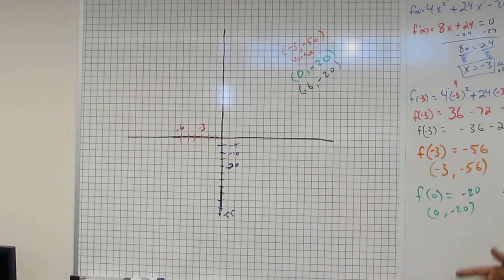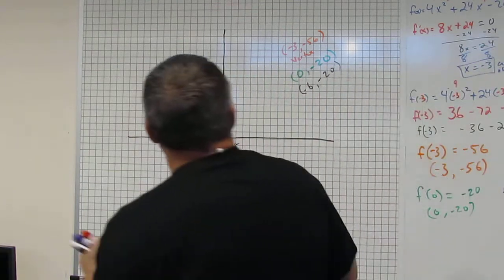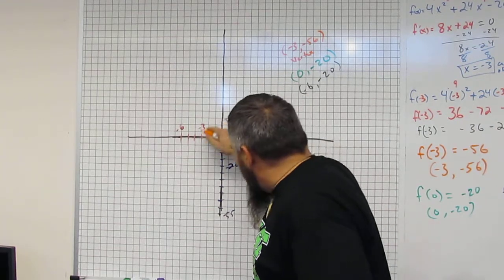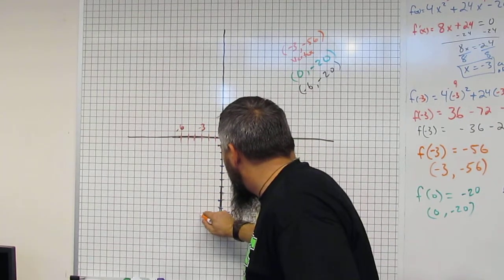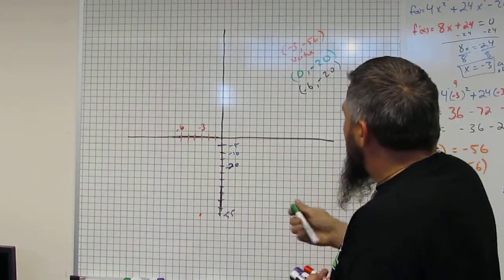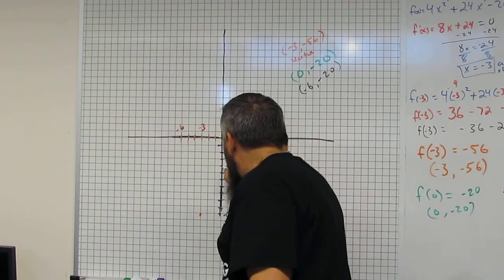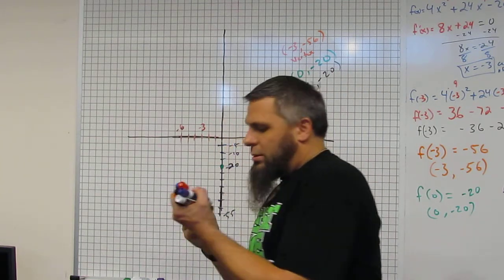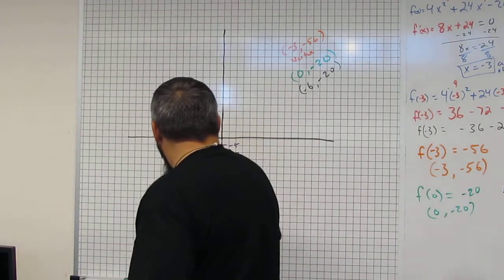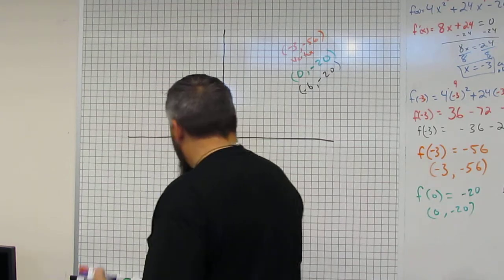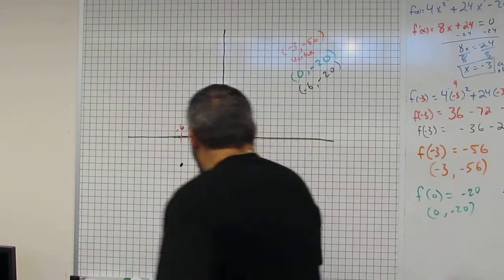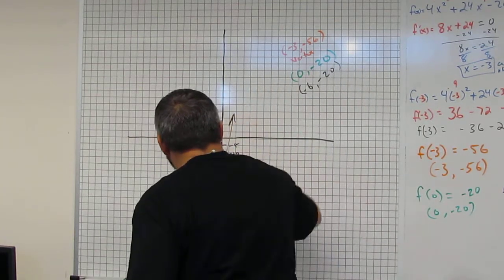And so now I want to plug in my points. My vertex is negative 3, negative 56. My other point is 0, negative 20. And my other point is negative 6, negative 20. Alright? And now I could graph.